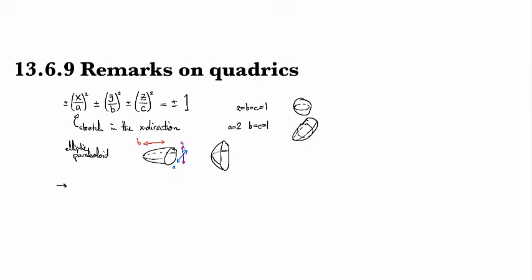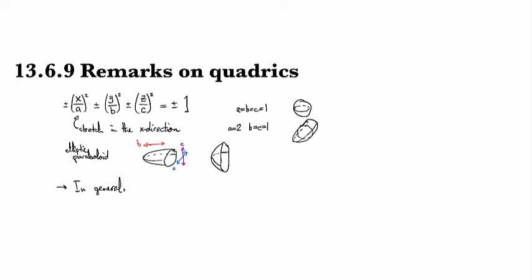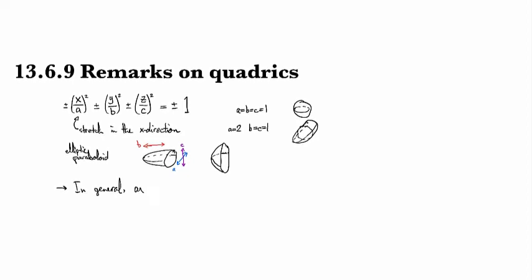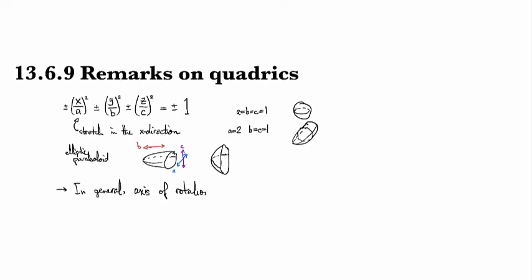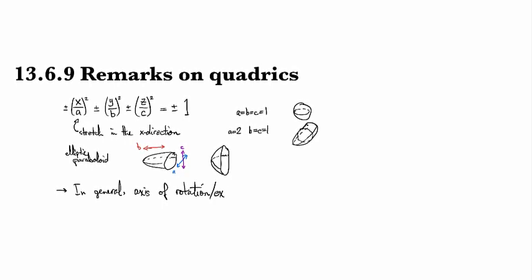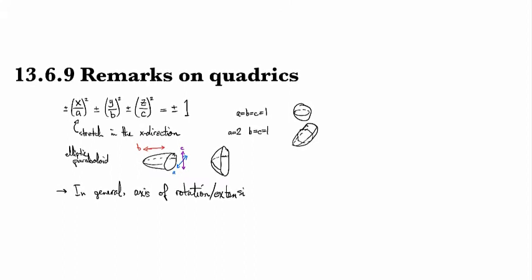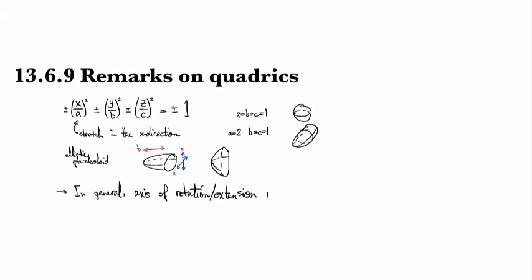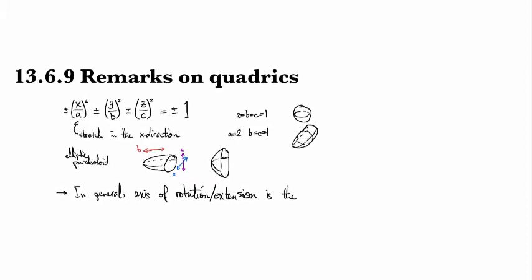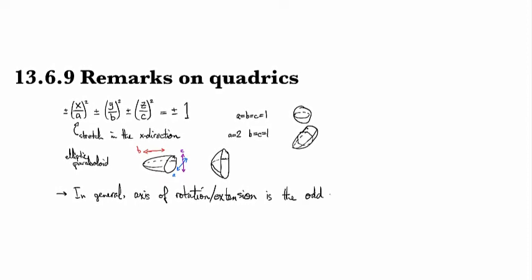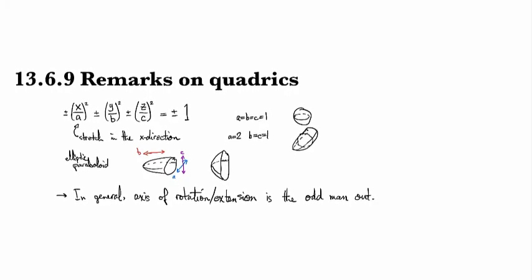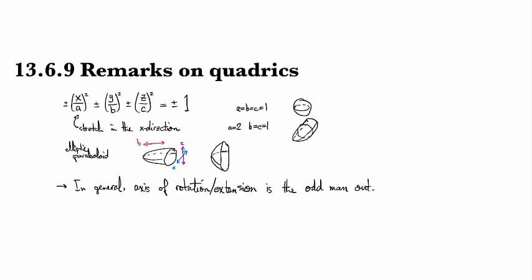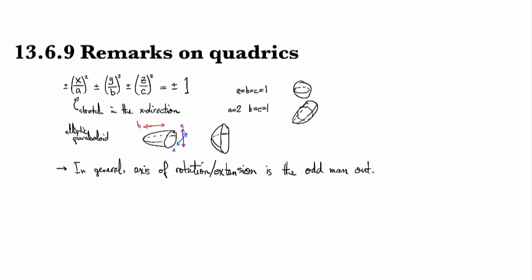Also, it's worth noting that in general, the axis of rotation, or if it's not rotationally symmetric, the axis of extension, the axis along which the quadric goes, is the odd man out. So if you've written it in standard form, it'll be the one with the negative sign. That will determine which way the object is oriented in space.